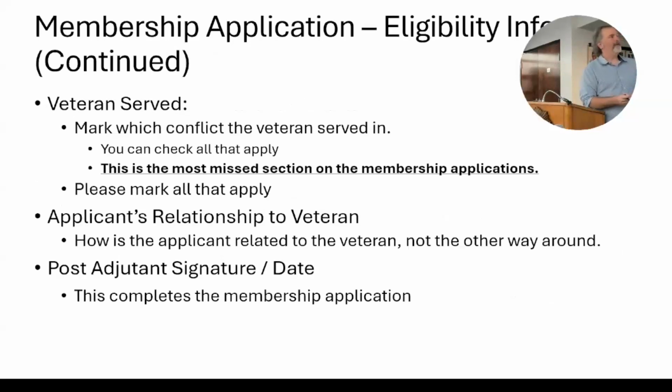Okay. This one, veteran served. This one is a big one, and it's probably the most missed section of the membership application. Which conflict your veteran served in? So if they served in World War I, or any time after December 7th, 1941, check all that apply. Some of your options in there are the Global War on Terror, the Gulf War, which in Alamus is listed as one, Panama, Lebanon and Grenada, Vietnam, Korea, World War II, and then we have a section for other conflicts.